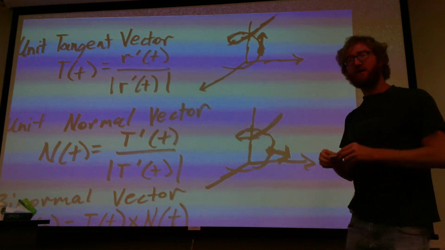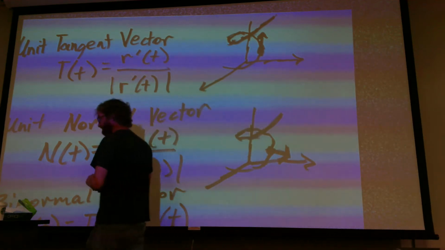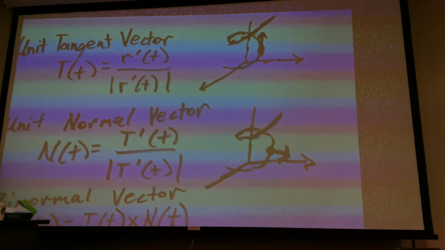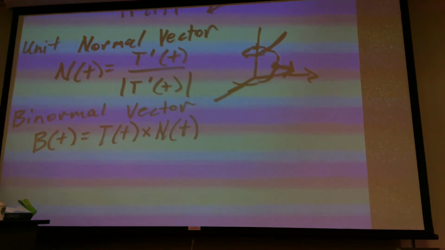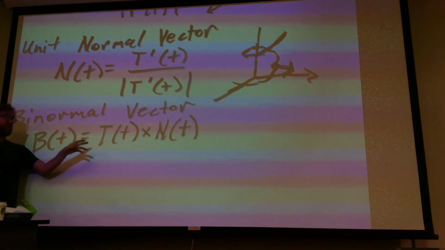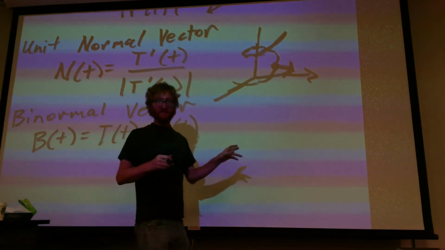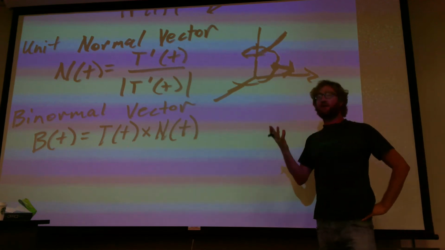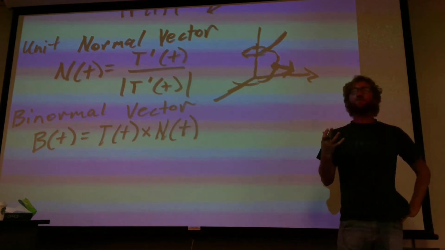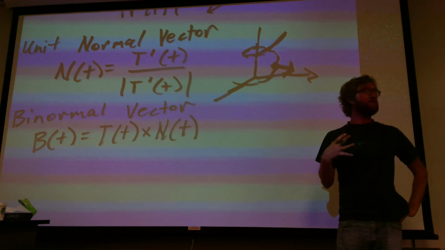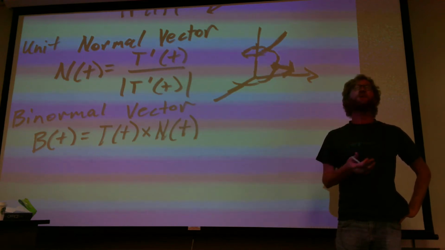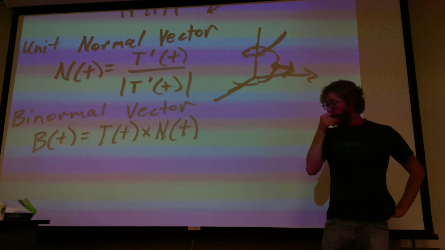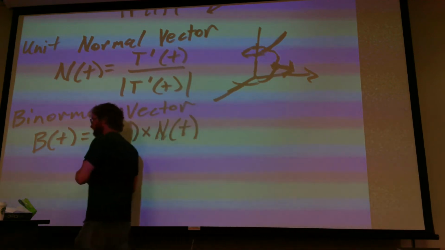So when we talk about the binormal vector, what is this going to do? The binormal vector is going to be the cross product of the tangent vector and the normal vector. Remember, whenever we're talking about the cross product of two vectors, it creates a vector that is perpendicular to the plane that is spanned by those vectors.